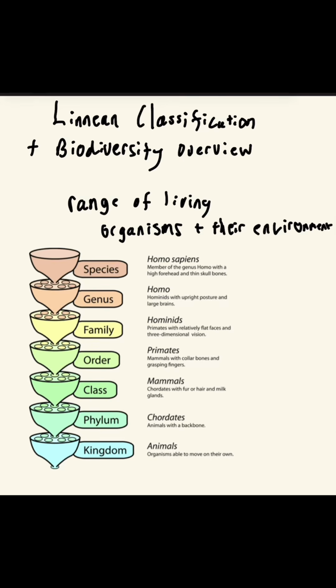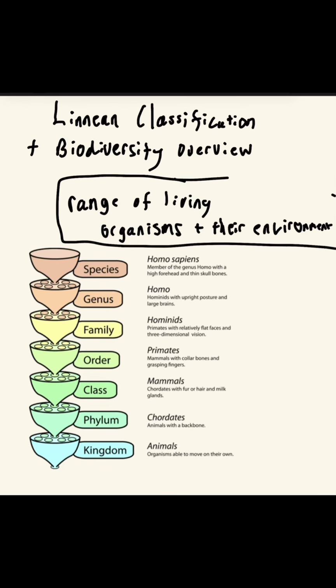Now we'll learn in future videos relating to this topic, but there's different ways to measure biodiversity, and there's also different ways that biodiversity can be affected within an ecosystem. Okay, but that is kind of the brief definition of it and an introduction to the classification system.